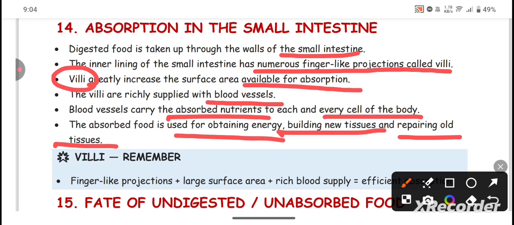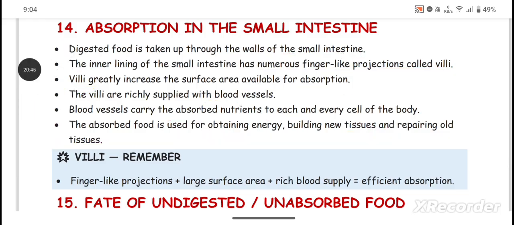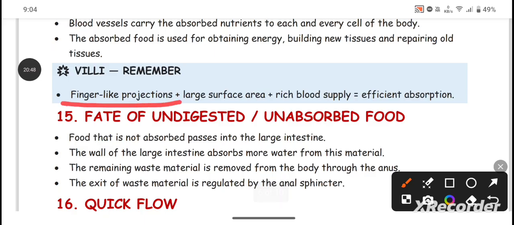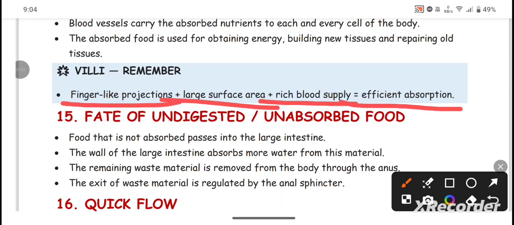So we can say the villi are the structural and functional units of the small intestine. These are the finger-like projections which are available for the absorption of food. You can remember it like this: villi, finger-like projections, provide larger surface area, rich blood supply, promote efficient absorption.